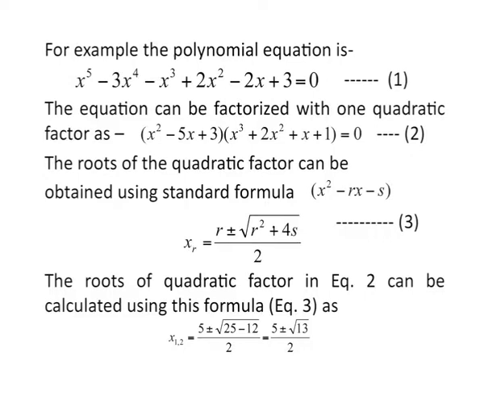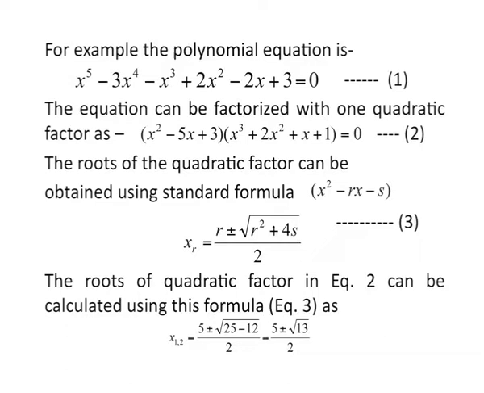Suppose we have a polynomial of degree 5. You can see on your screen equation 1. We factorize this polynomial with a quadratic factor which is x square minus 5x plus 3, and the remaining part is a polynomial of degree 3.